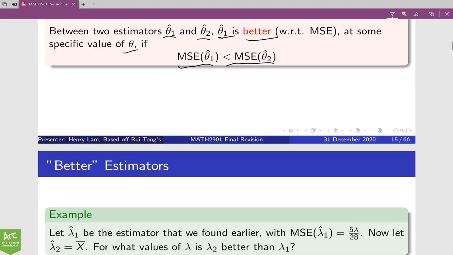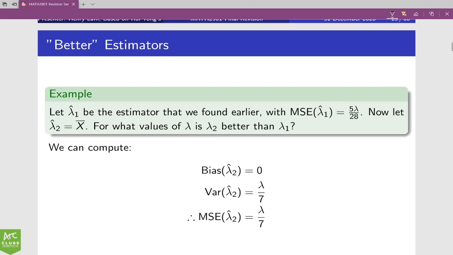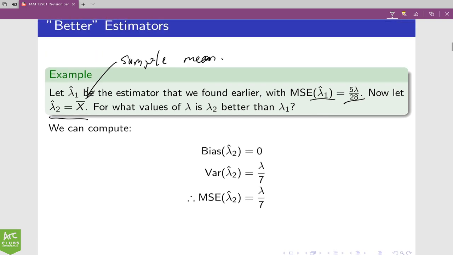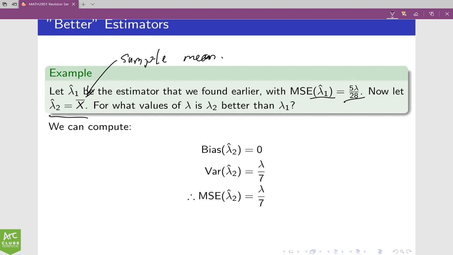As you can see here, we'll go through an actual example. If you consider the first estimator we did before, they just tell you what the mean square error is. And now we're going to compare it to some other estimator. This is the sample average, or sample mean, I should say. And this question is saying, okay, for what values is the second estimator better than the first?